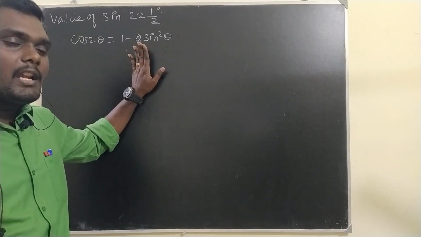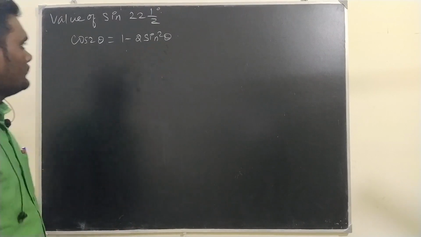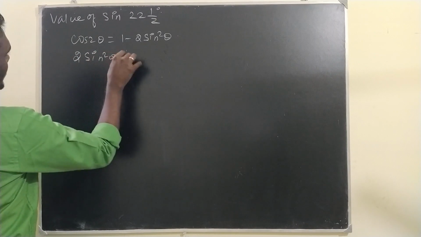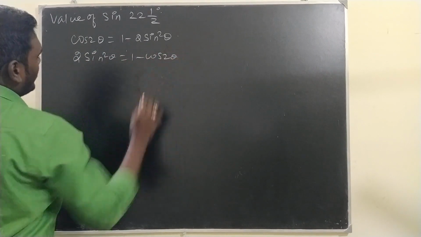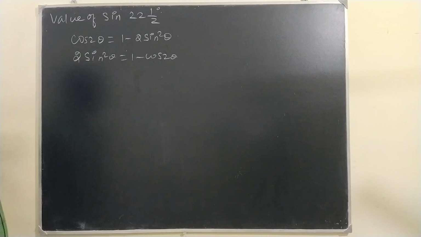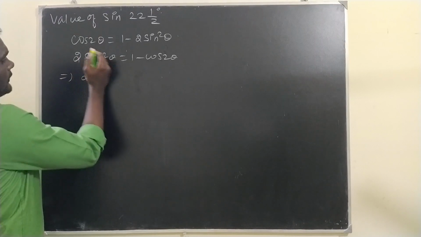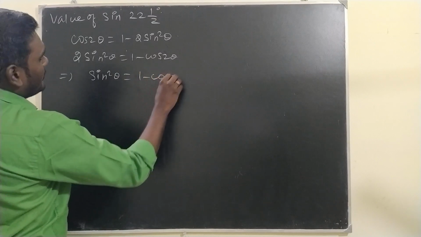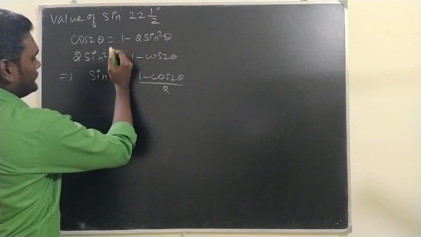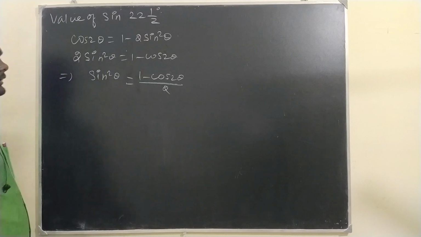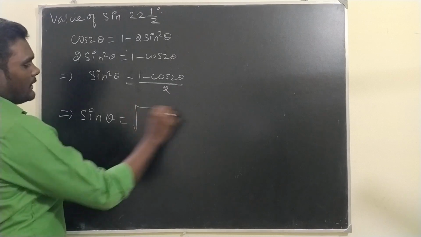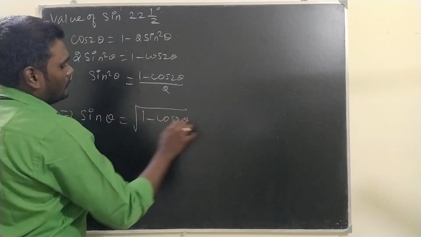So all we have to do is equate this formula to sin theta. We already know one formula, that is 2 sin square theta equals 1 minus cos 2 theta. Remember this formula? Then this 2 can be transposed to the other side. We have sin square theta equals 1 minus cos 2 theta whole divided by 2. Then we need the value of sin theta here. Sin theta equals square root of 1 minus cos 2 theta by 2.